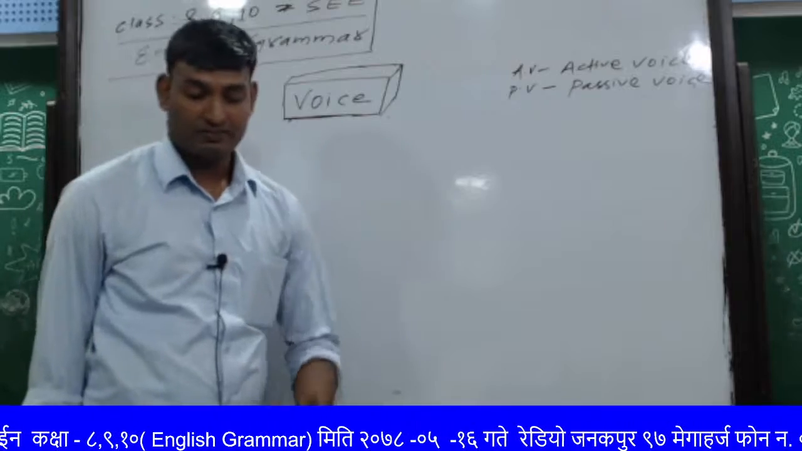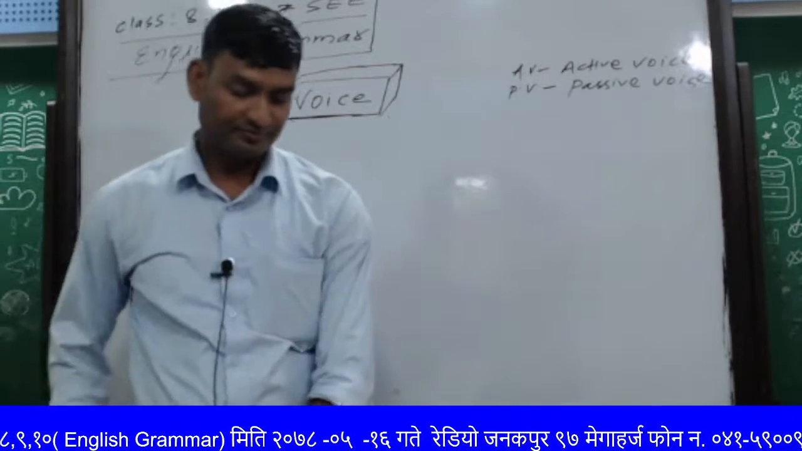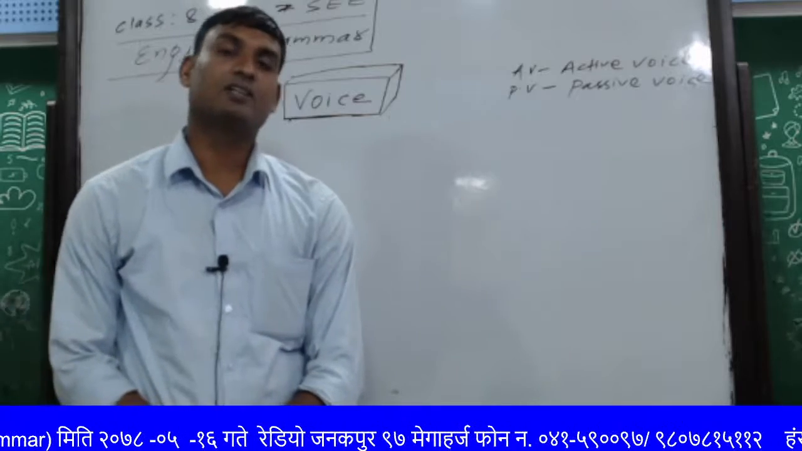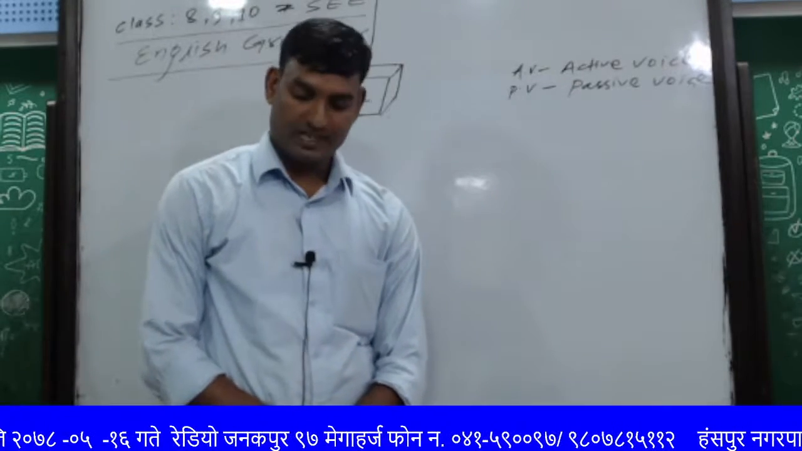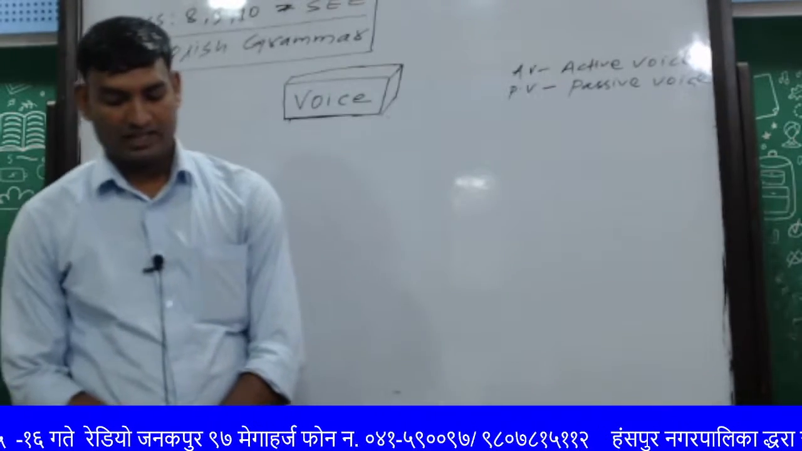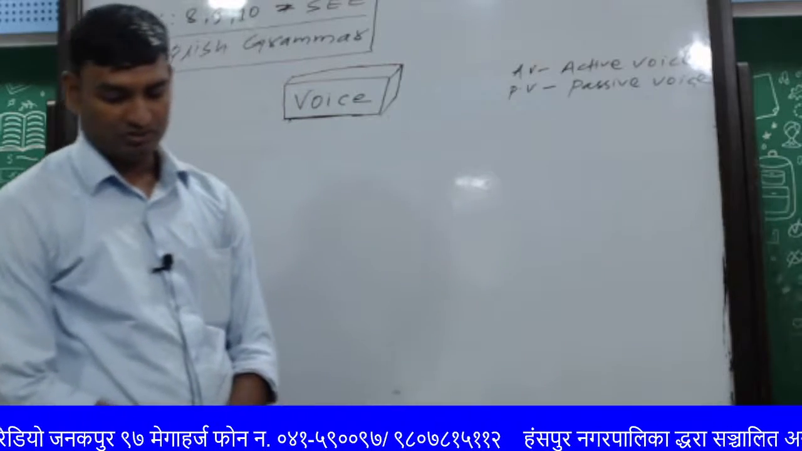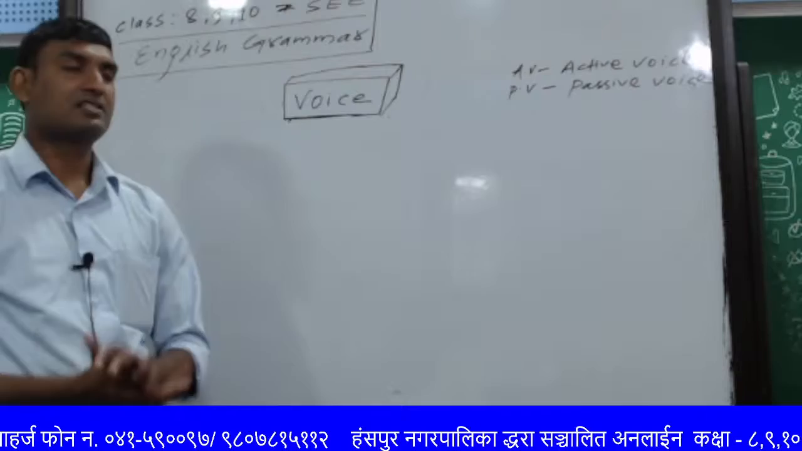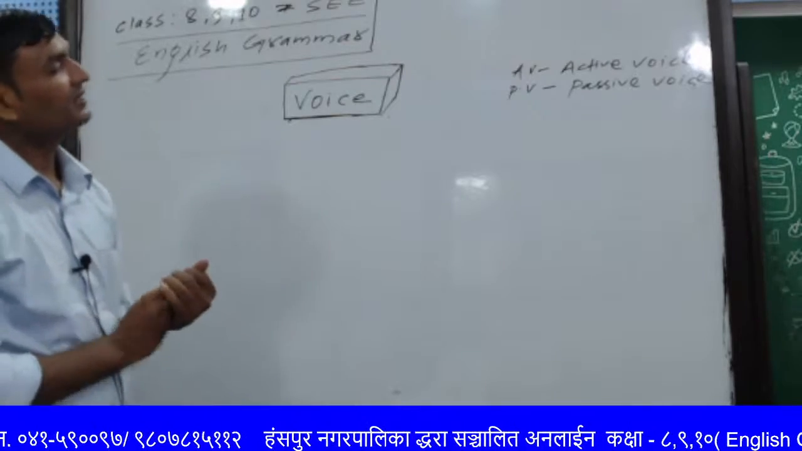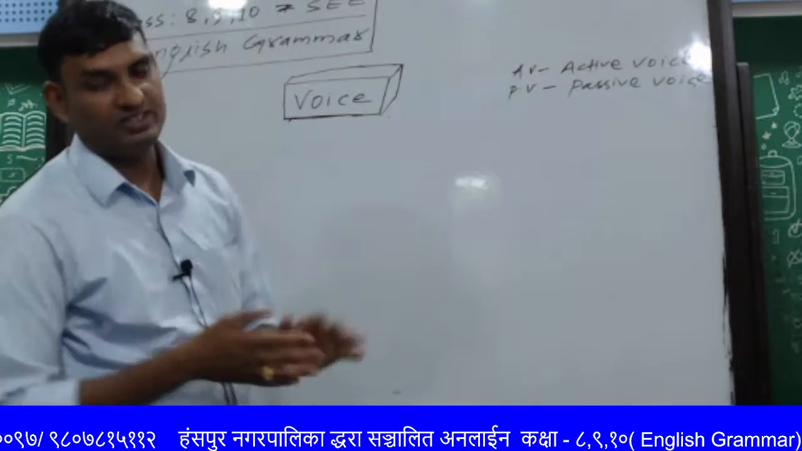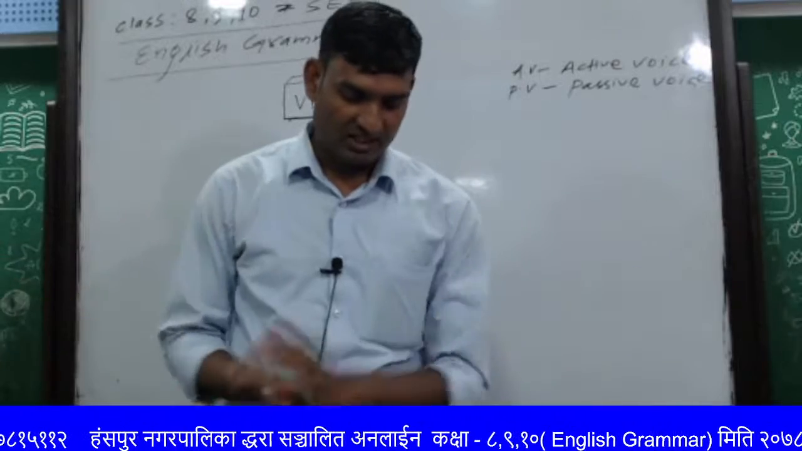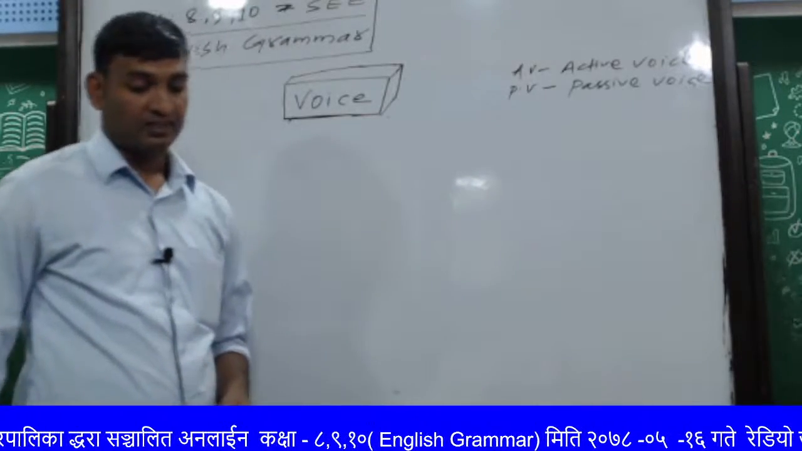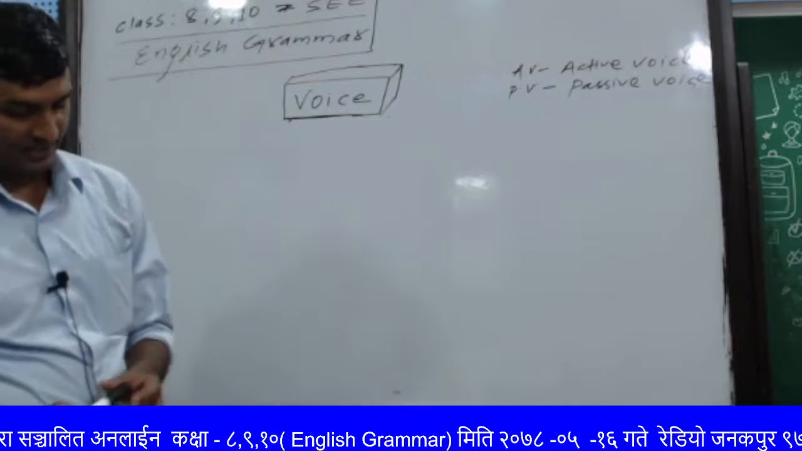The previous period we had discussed the passive of modal auxiliaries, the passive of has to, have to, had to, then the passive of be going to, the passive of be plus V1, and the passive of double objects. And now I would like to start the passive of negative sentences.